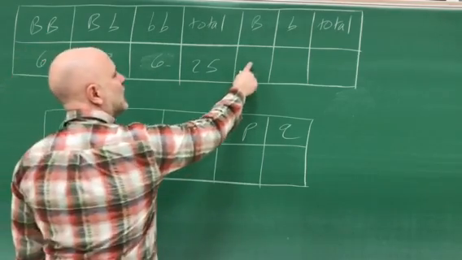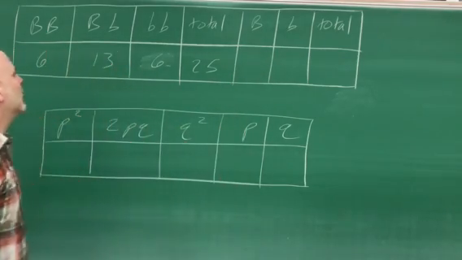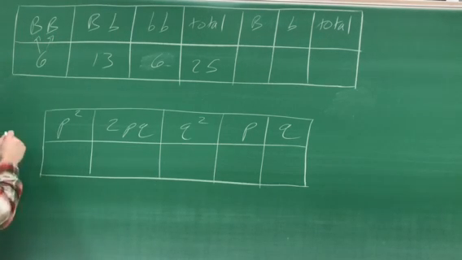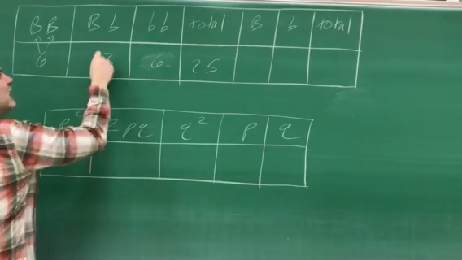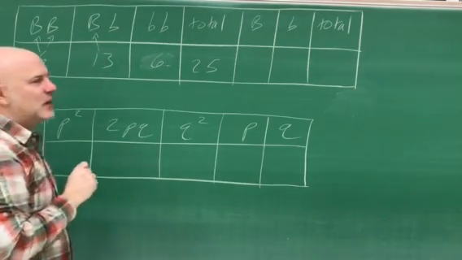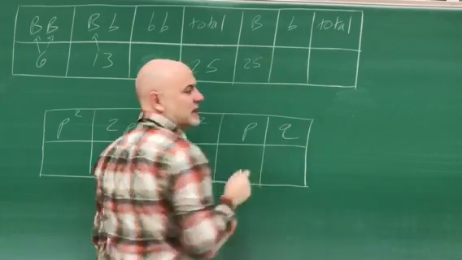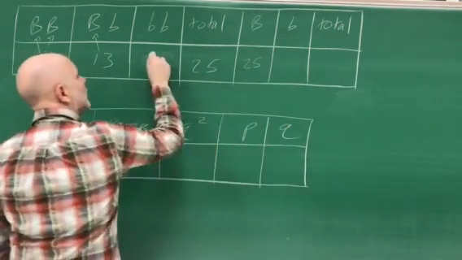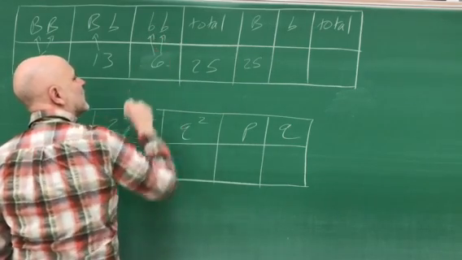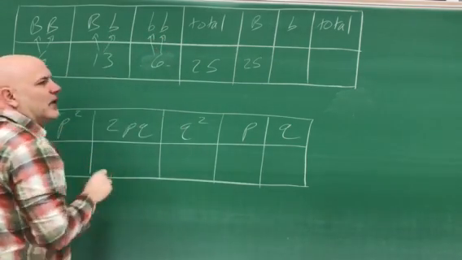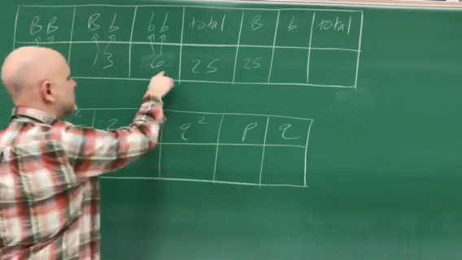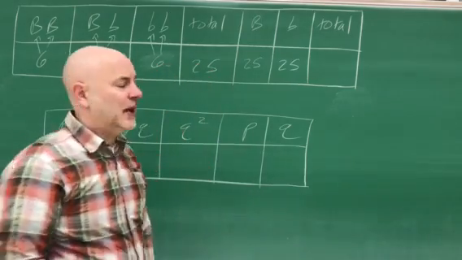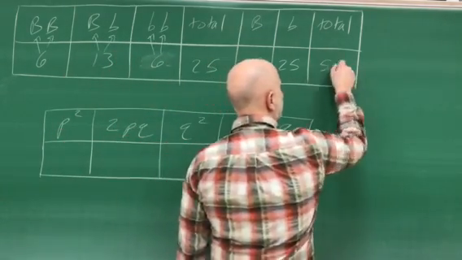To figure out how many big B alleles we have, you have 6 of those big Bs, and then you also have 6 of those big Bs, so that's 12. And then you have 13 of those big Bs, and so that's 25, which makes sense because that's how many you put in. All right, now to figure out how many little b's you have, you have 6 of those little b's, and then 6 of those little b's, and then 13 of those little b's. So 6 plus 6 is 12, plus 13 is 25, and that once again makes sense because that's how many you put in. The total here together is 50.